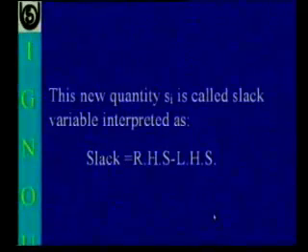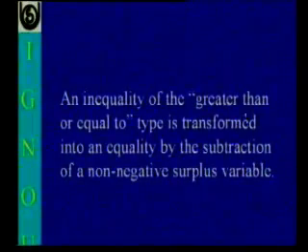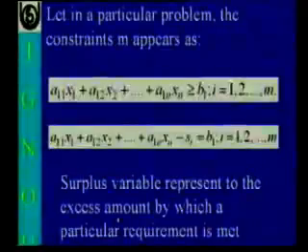The new quantity is called the slack variable, and it is interpreted as slack equals right hand side minus left hand side. Similarly, an inequality sign of greater than or equal to type is transformed into an equality sign by subtraction of a non-negative quantity, which is called the surplus variable. This is the constraint with greater than or equal to sign. Here we have put the minus sign and put the surplus variable. Surplus variable represents an excess amount by which a particular requirement is met.